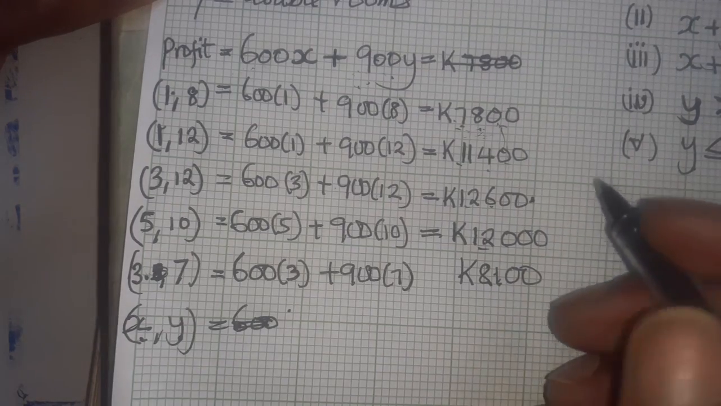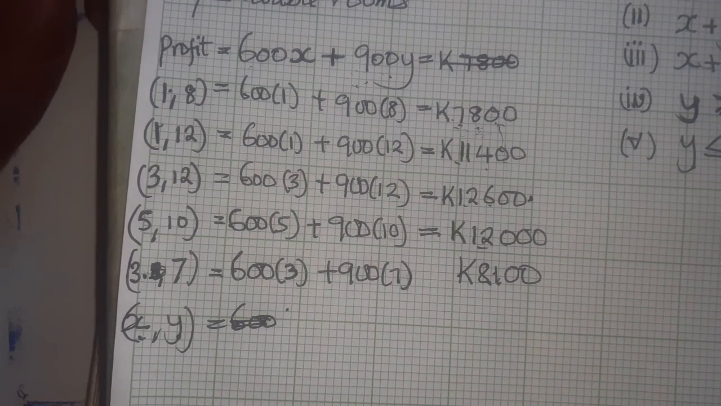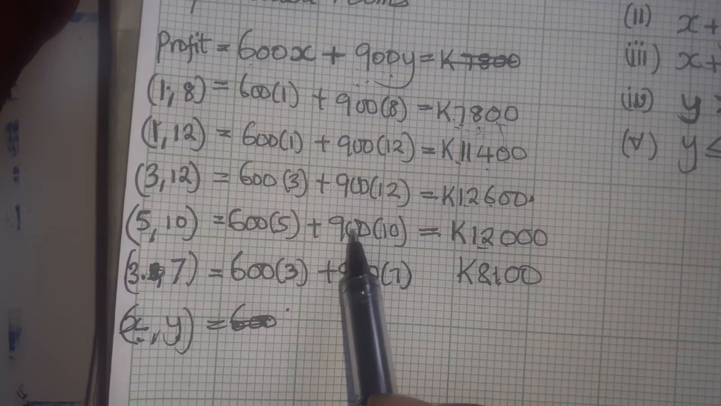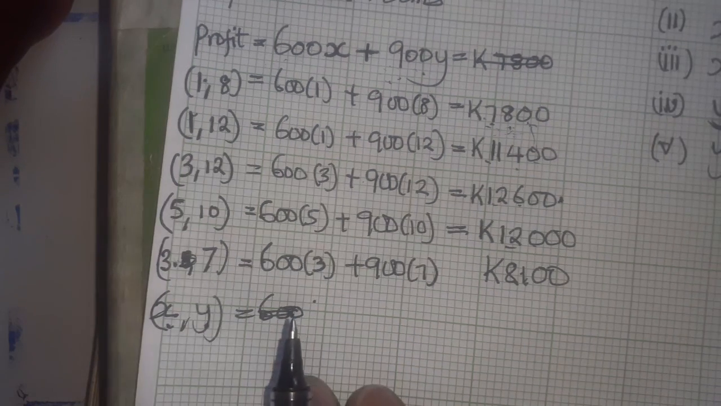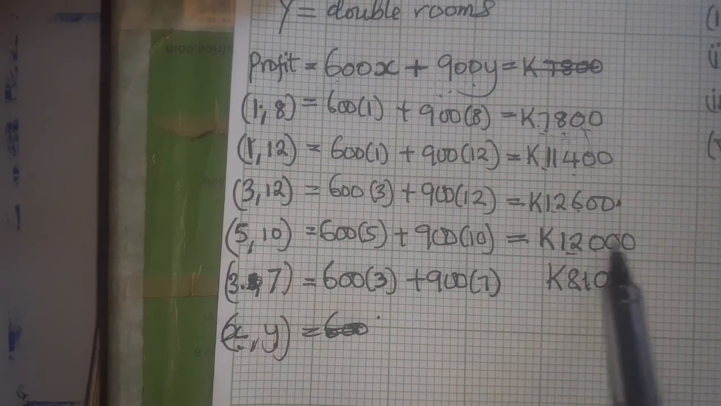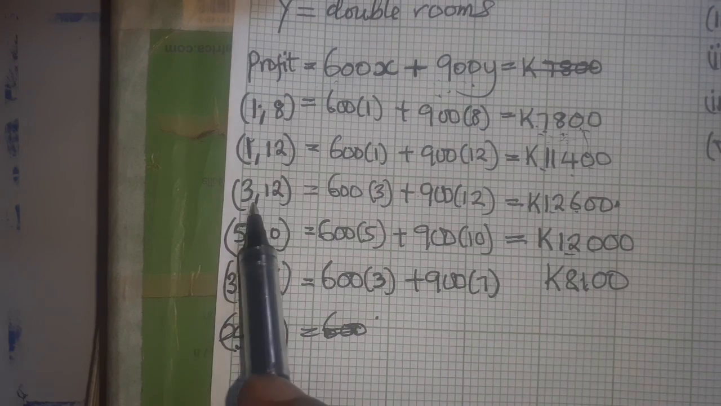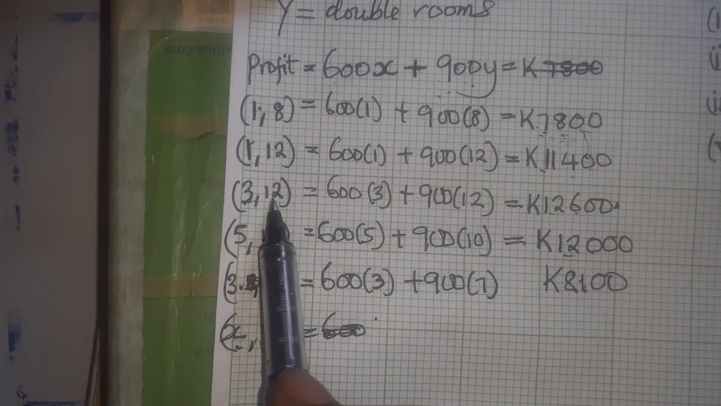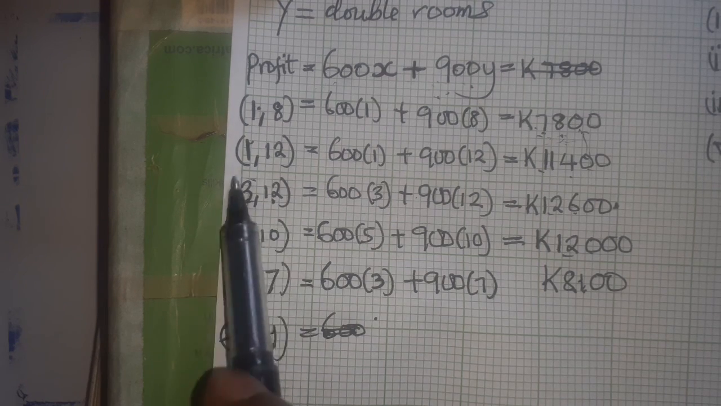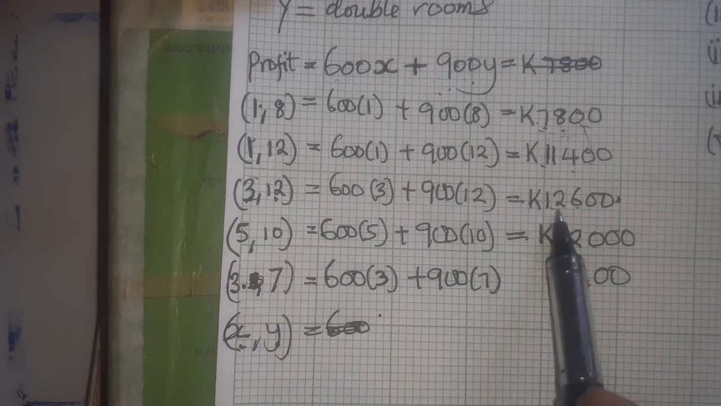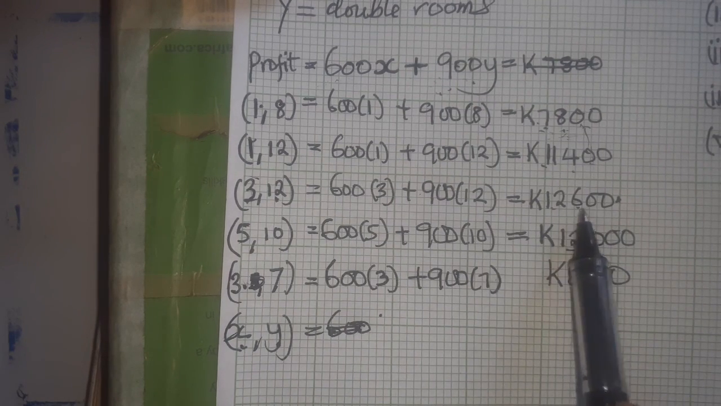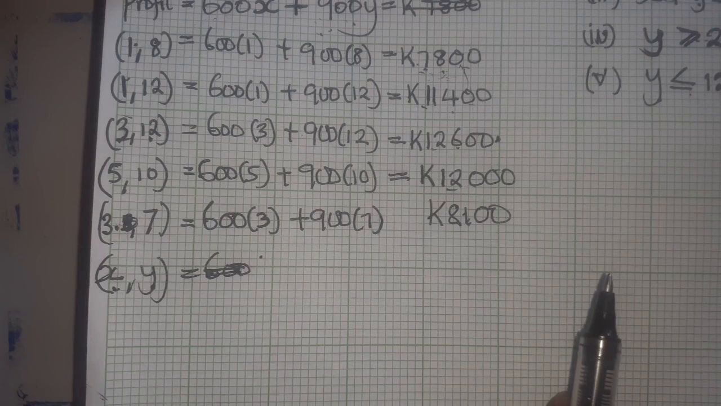So what does this mean? The question was saying, how many of each rooms must Konika build in order to maximize profit? So I'm taking you back to this. Which one gave us the highest amount? It's this combination of 3, 12. So meaning, for him to maximize profit, we got the highest amount from this one. So he must build now.